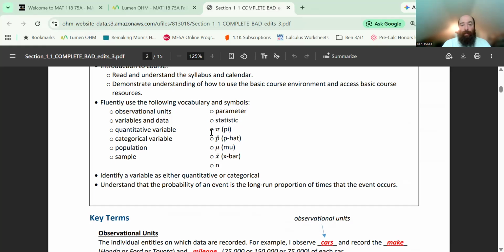So pi is my population proportion. Mu is my population mean. Those are parameters. P hat, which I didn't talk about, is the sample proportion. X bar is the sample mean. Those are statistics. And n is the sample size. And that's basically the ideas from the first section.